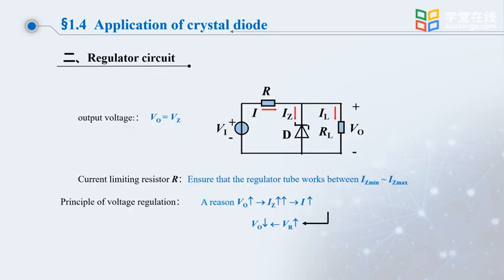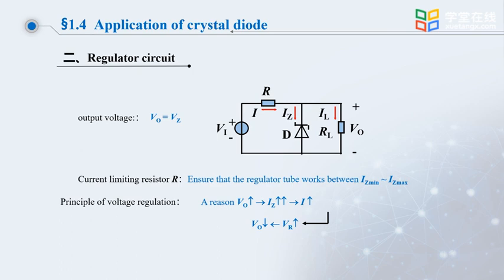Let's take a look at the voltage regulator circuit. This figure shows a voltage regulator circuit composed of a voltage regulator tube. The input voltage is Vi, and the voltage at the output is Vo. Vo is equal to the voltage Vz at both ends of the voltage regulator tube, which is the stable voltage of the regulator tube. So Vo is equal to Vz.